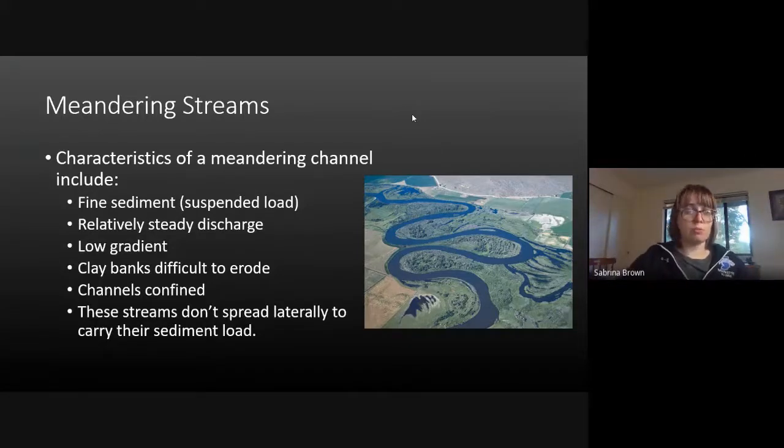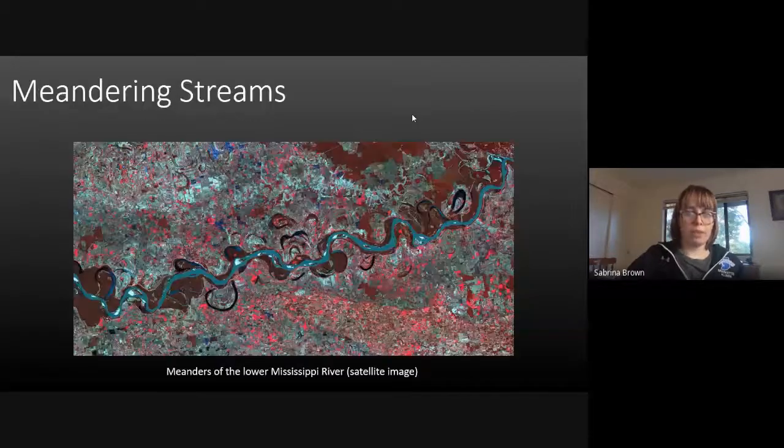Right, so these streams don't spread laterally to carry their sediment load. Instead, they erode away the banks and become curvier and curvier. Okay, so here's a really cool satellite image of the Mississippi River, which is a meandering stream. You can see some of these old meander bends that have been abandoned for a different route.